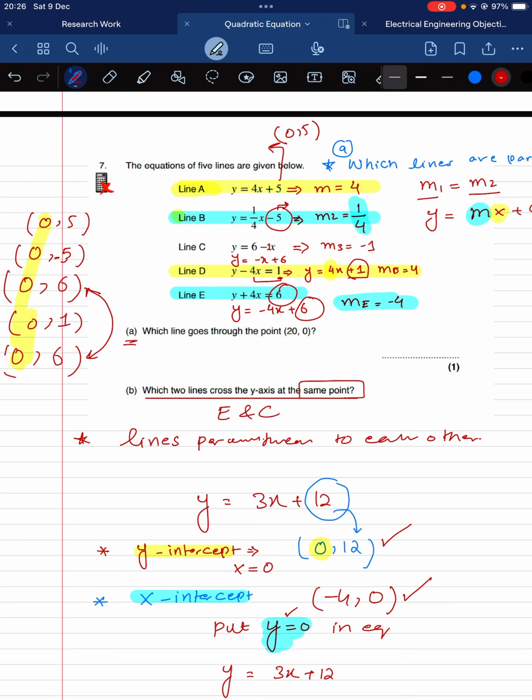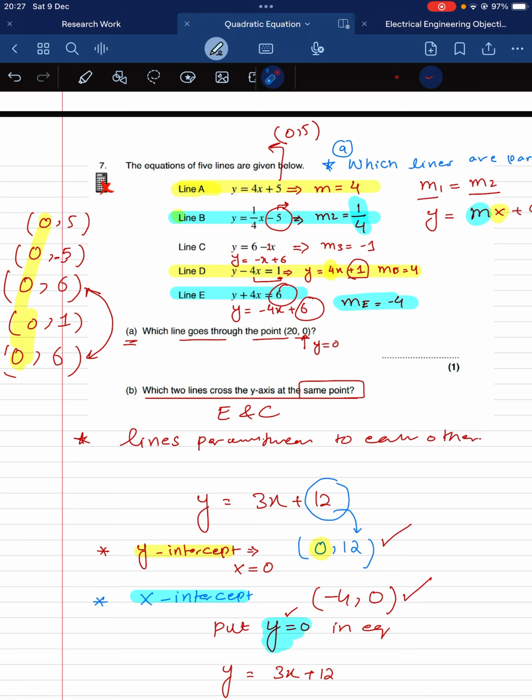The next question is which line goes through the point (20, 0). So what does this mean? You can see that they are putting y equal to 0, right? And we need to find the x-intercept. So you can place y equal to 0 in all of these equations, and then you can find the value of x in each. Whichever equation gives x equal to 20 will be the line passing through that point.